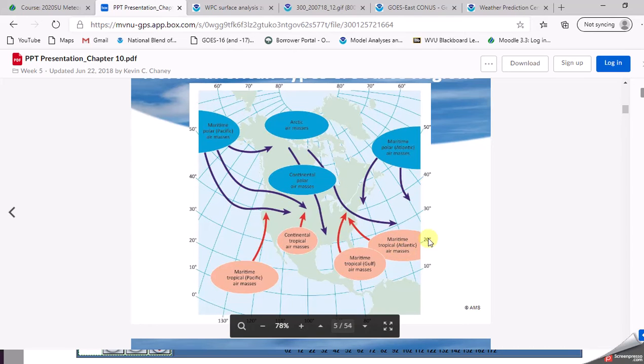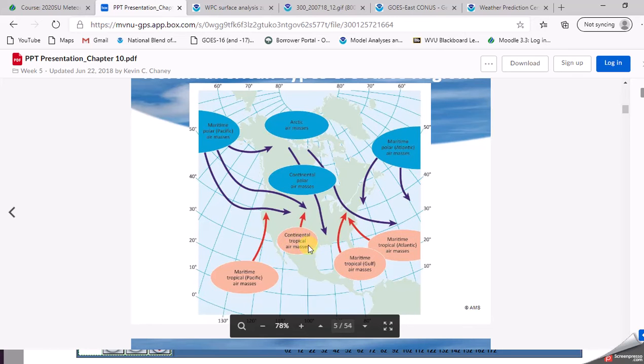Now we have the tropics. Maritime tropical air masses form over the Gulf of Mexico or the Atlantic in the tropics. Think about it. Along Florida, you get a lot of tropical weather, a lot of heat in the summertime, like we're having right now. Our air mass is basically a maritime tropical air mass.